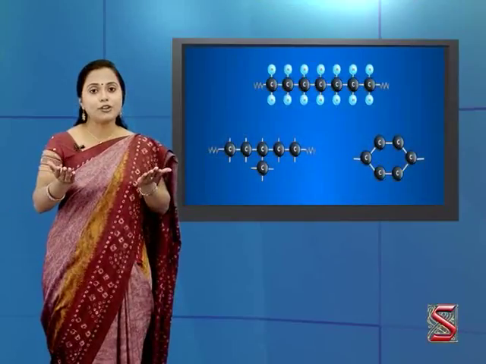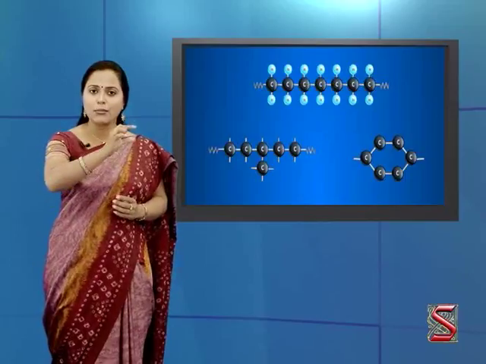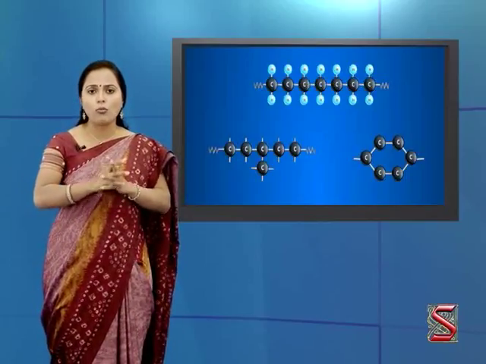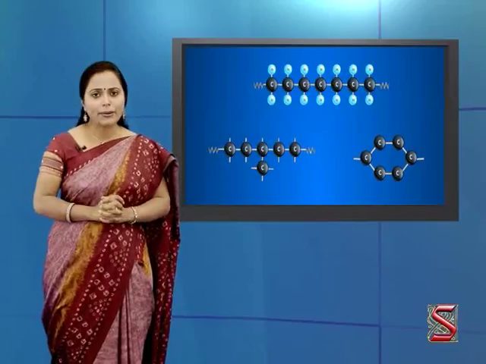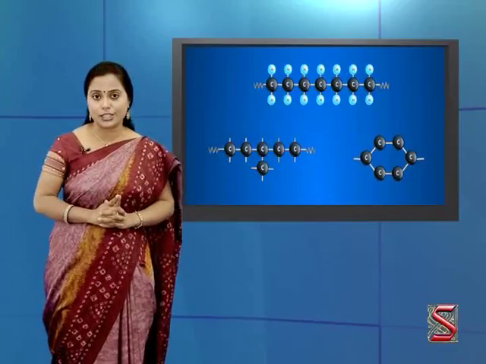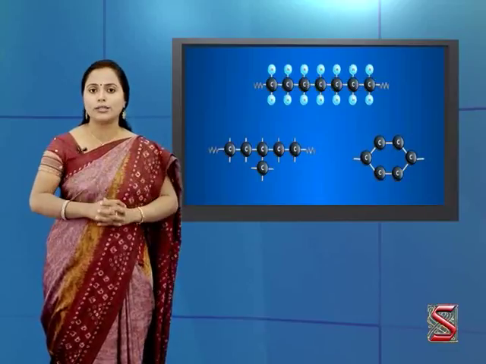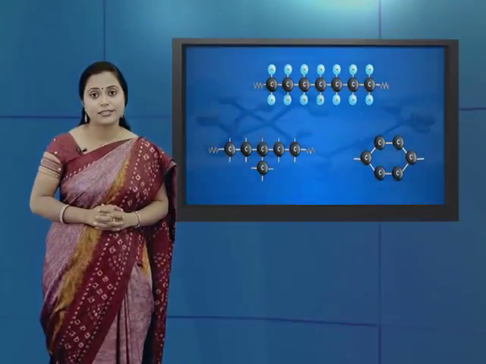Catenation is the phenomenon in which a large number of atoms of the same element join together to form long chains. Carbon exhibits maximum catenation because of the ability to form strong covalent bonds and tetravalence.